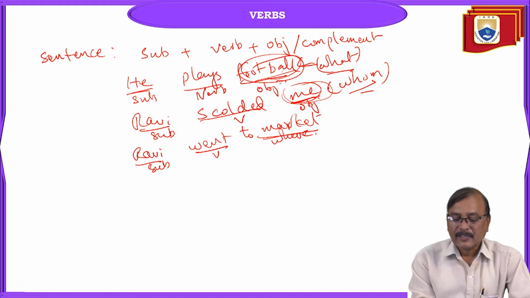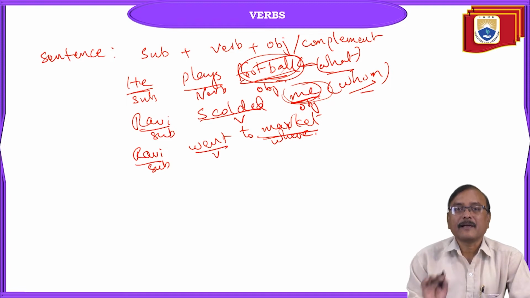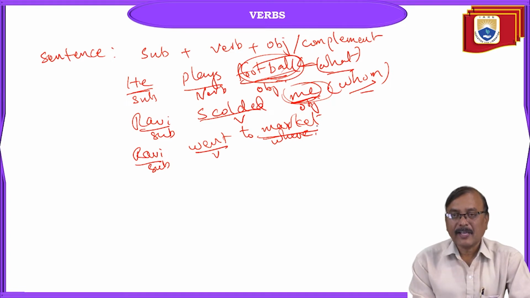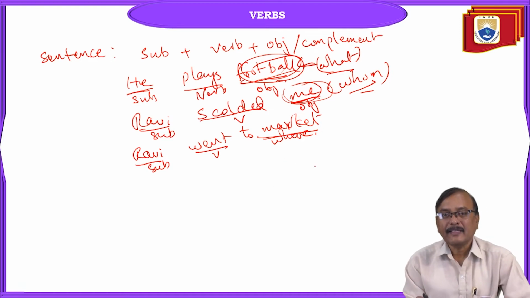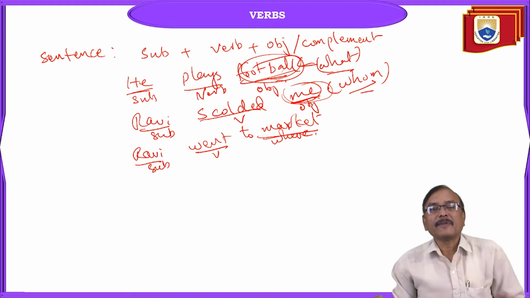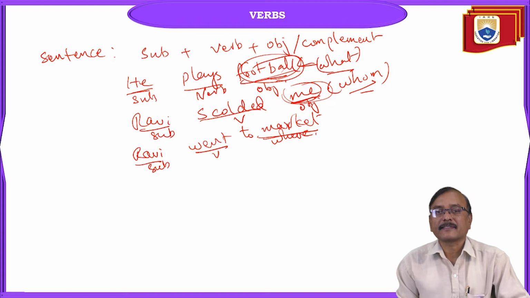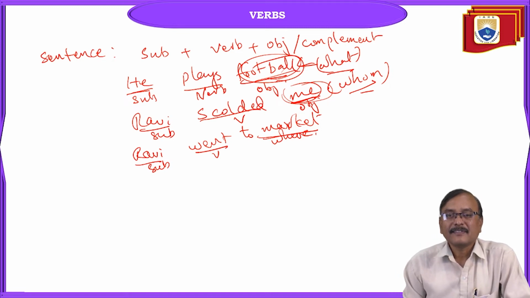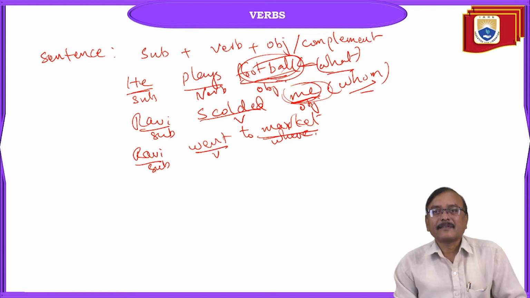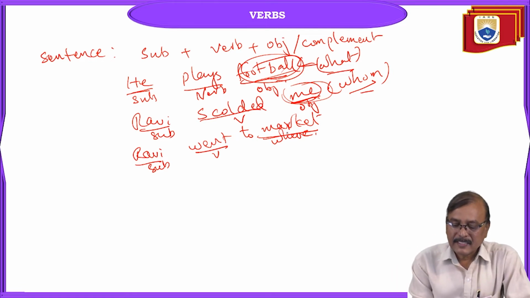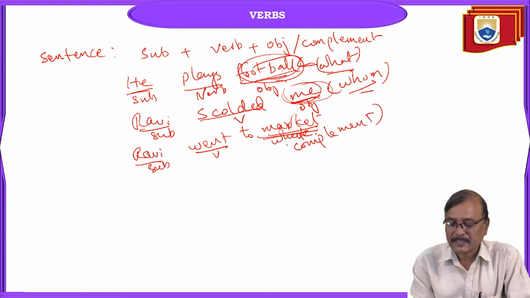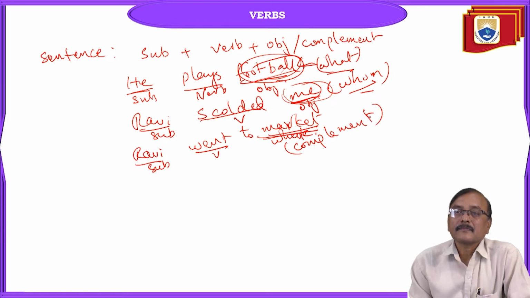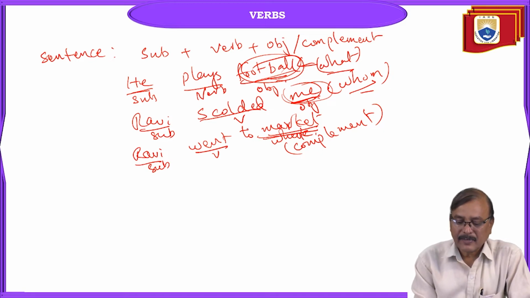If the answer is for what or whom, those are only objects. If the answer is for where, when, why, those are called complements only. Those are not objects. Is it clear? Let me tell you why it is not an object. It is simply called a complement. Why is it called a complement? For example, you stop here.